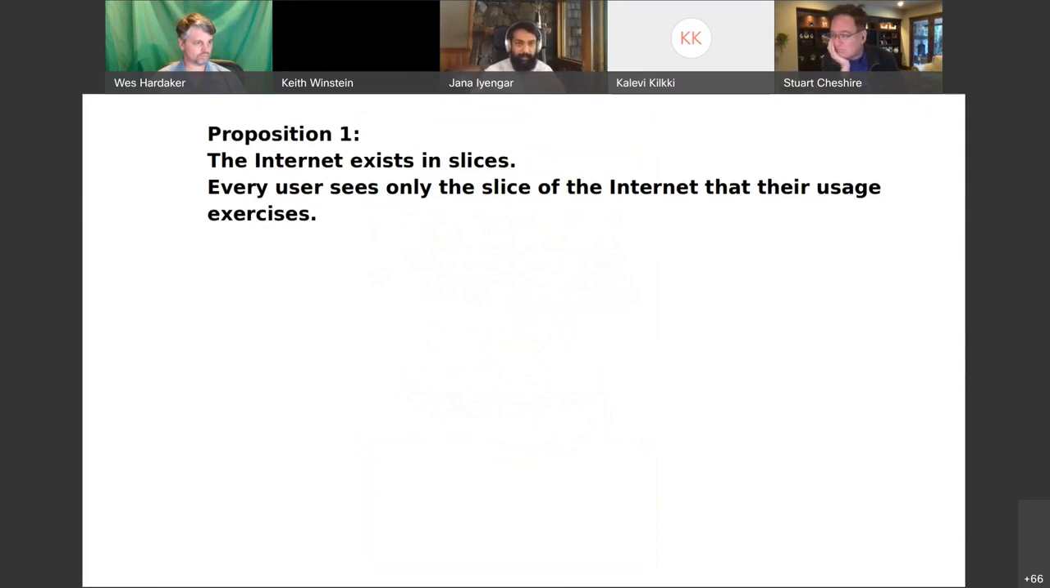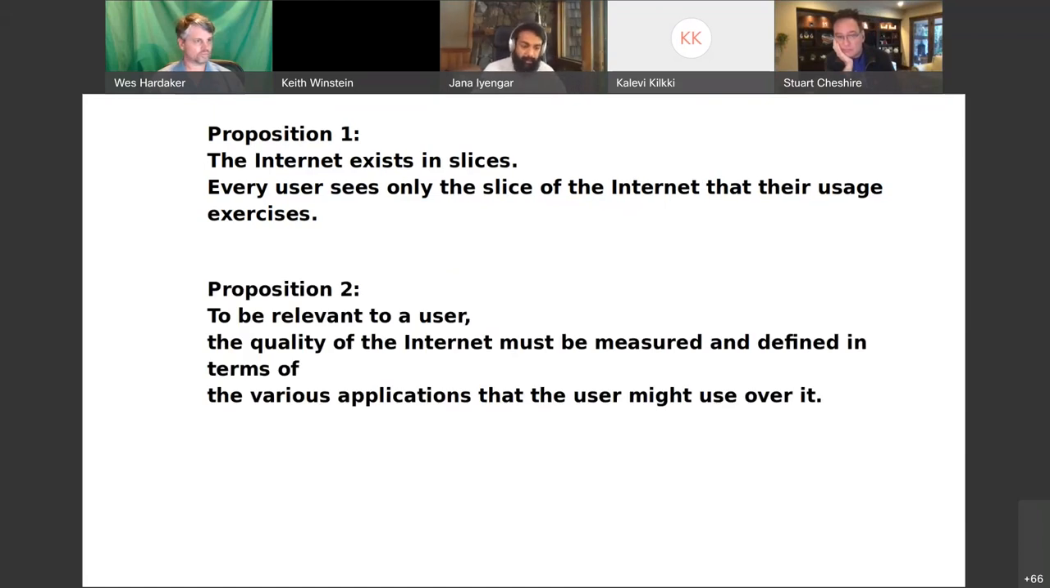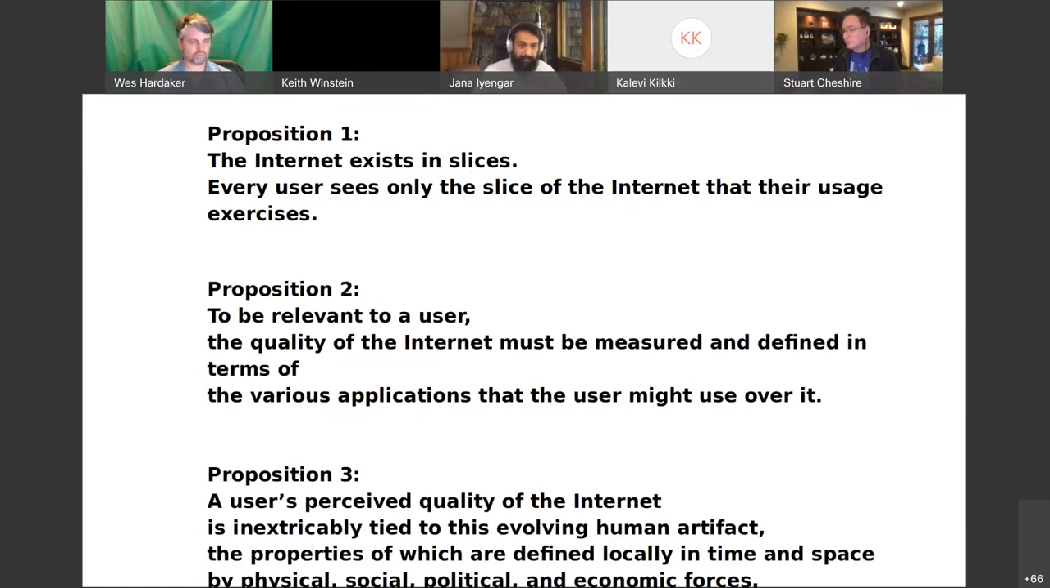And this is the fact that a user only sees a slice of the internet that they actually exercise or use. And to be relevant to a user, any idea of quality of the internet must be measured and defined in terms of the many applications that that user might use over it. Because we care about how this applies to end users, this is important. Finally, a user's perceived quality of the internet is tied to this evolving human artifact, the internet. And the properties of this network, as perceived by a user, are defined locally in time and in space by physical, social, political, and economic forces.